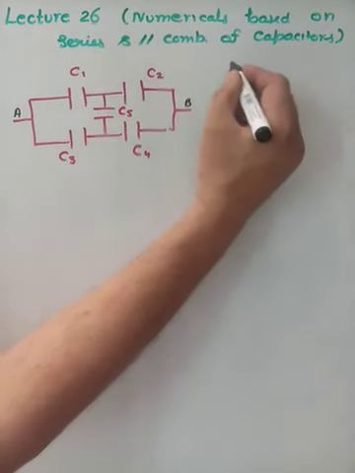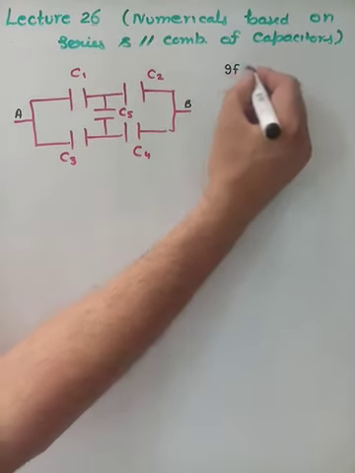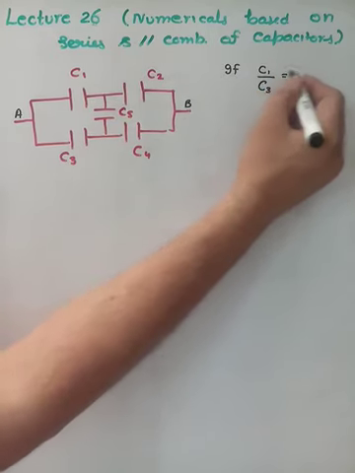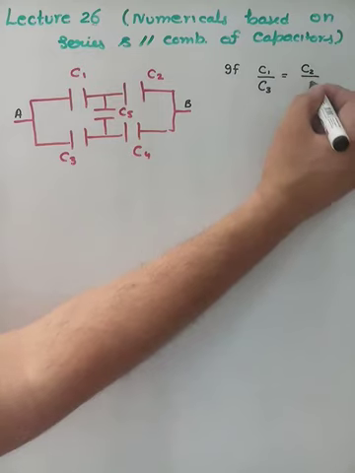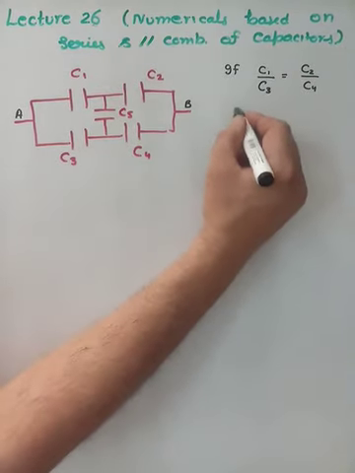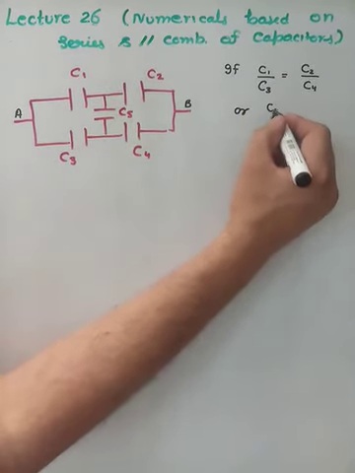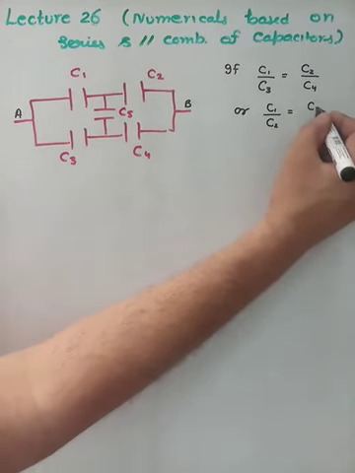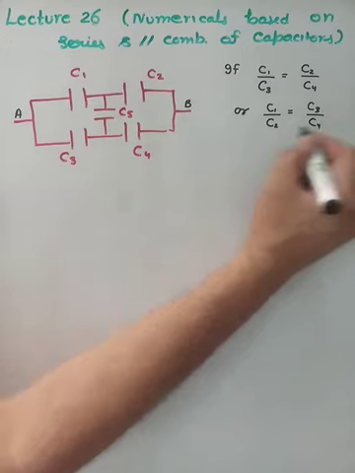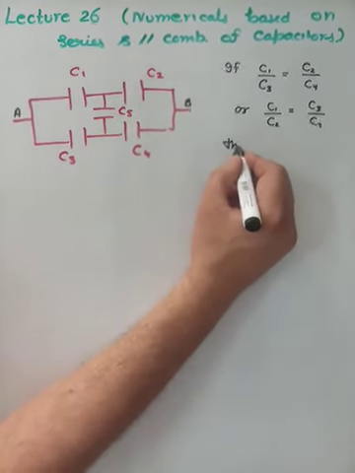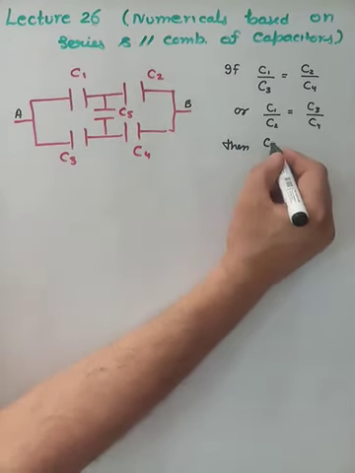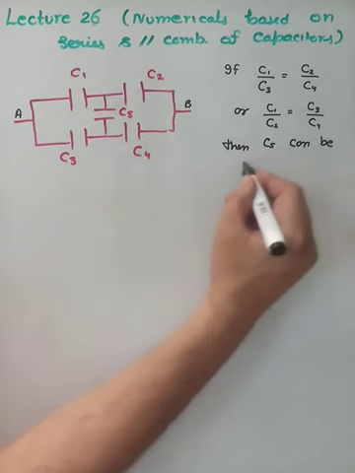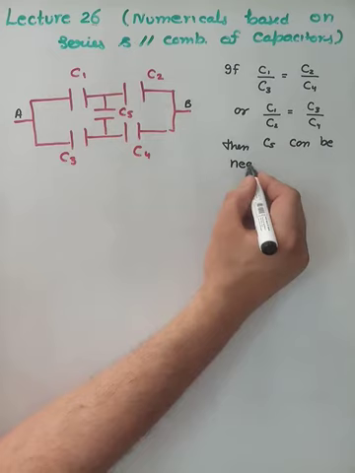Now if C1 by C3 equals C2 by C4, or C1 by C2 equals C3 by C4, then C5 can be neglected.